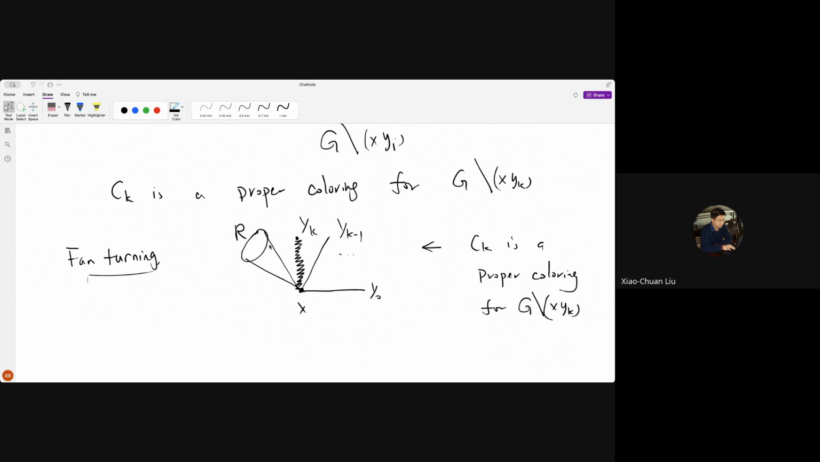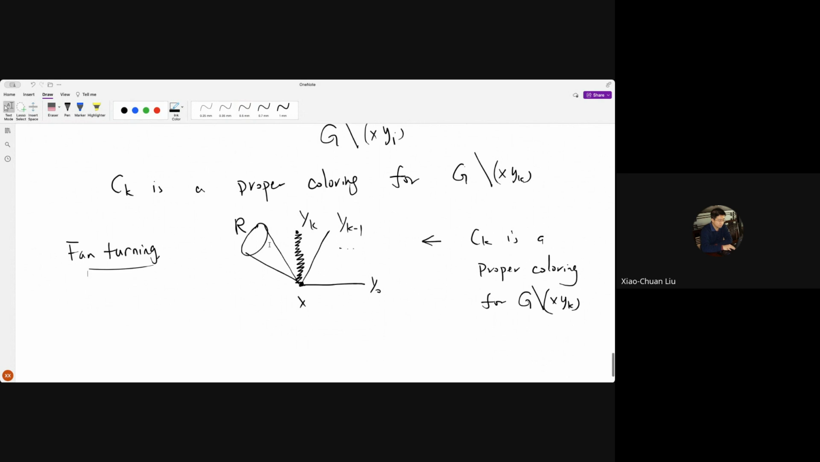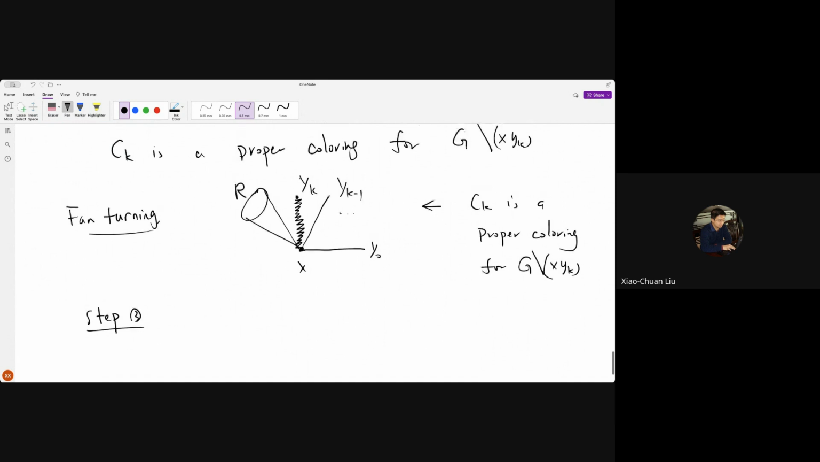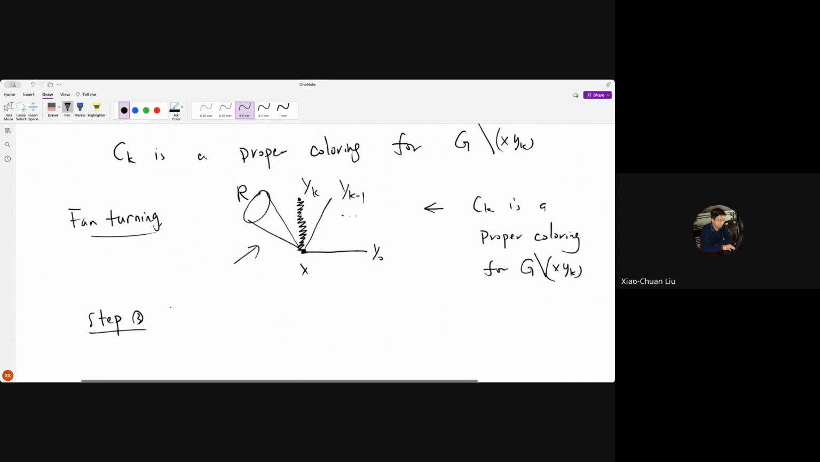Okay, so step 3. Let's look at the final graph. So suppose yk misses some color beta. Okay, so here in the final graph in CK.